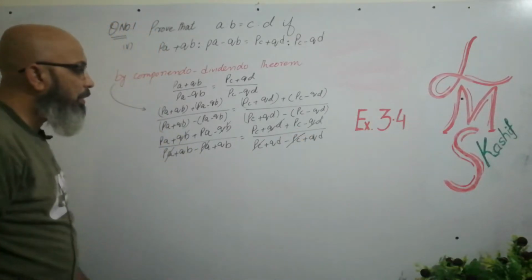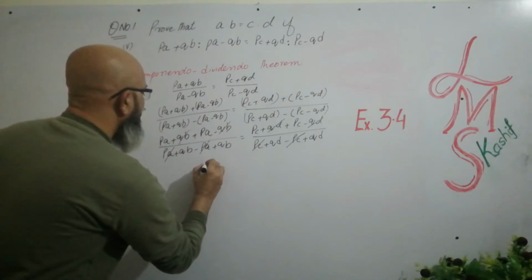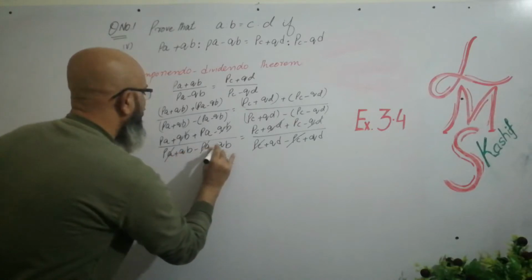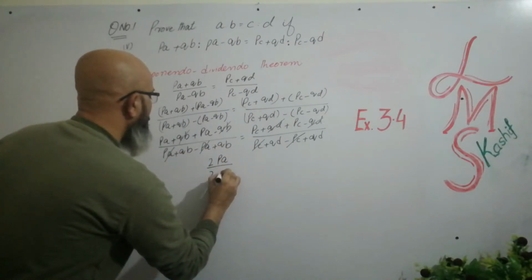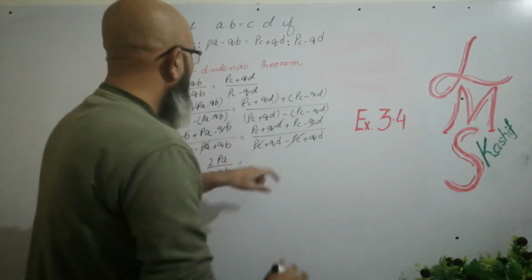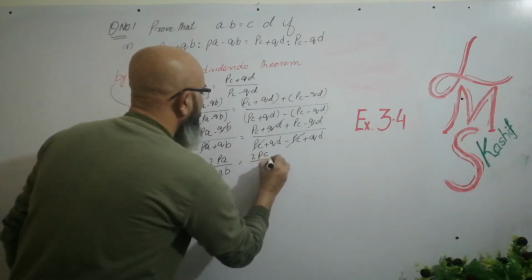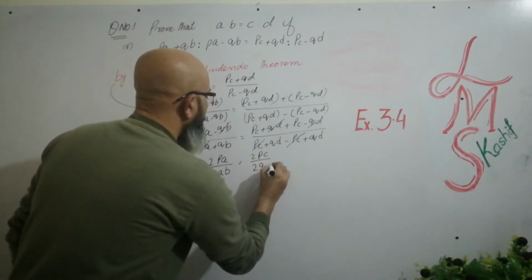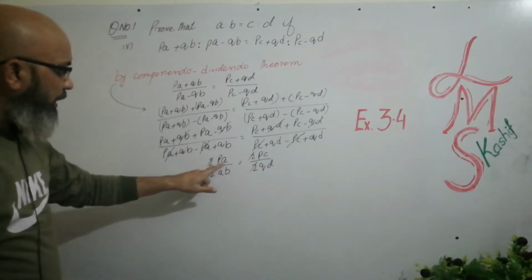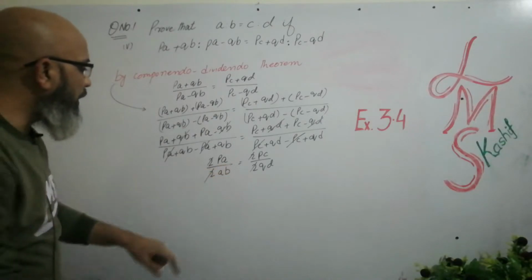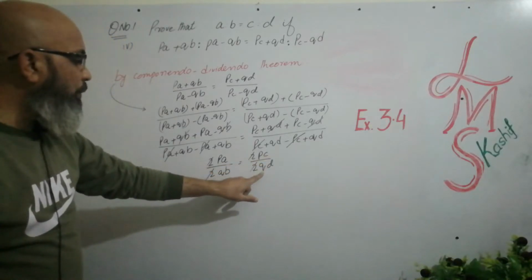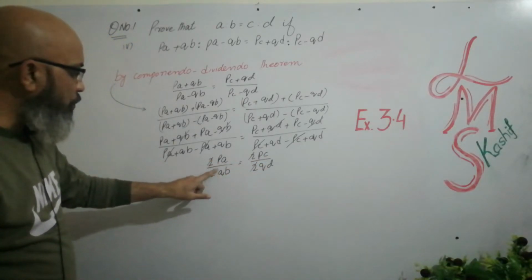PC. So when we add this PA plus PA, what we get? 2PA over QB plus QB, 2QB is equal to 2PC over 2QD. So simplify, 2 cut with 2, 2 cut with 2. Now what is left here? PA over QB. It seems like A. It's not A, it's Q. PC over QD. Now we want to remove PQ.